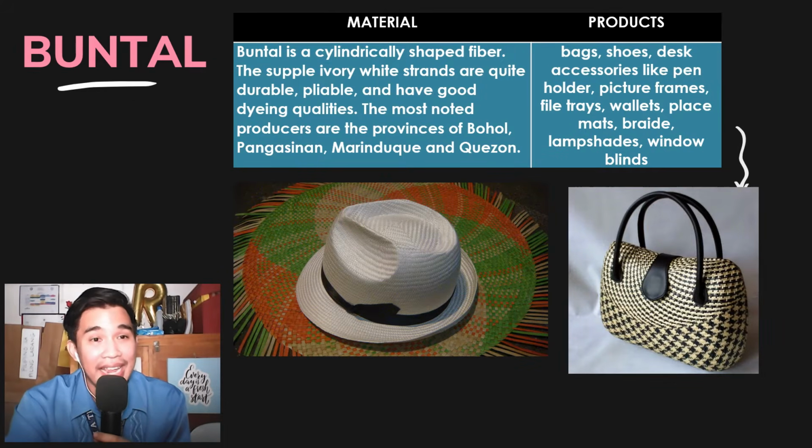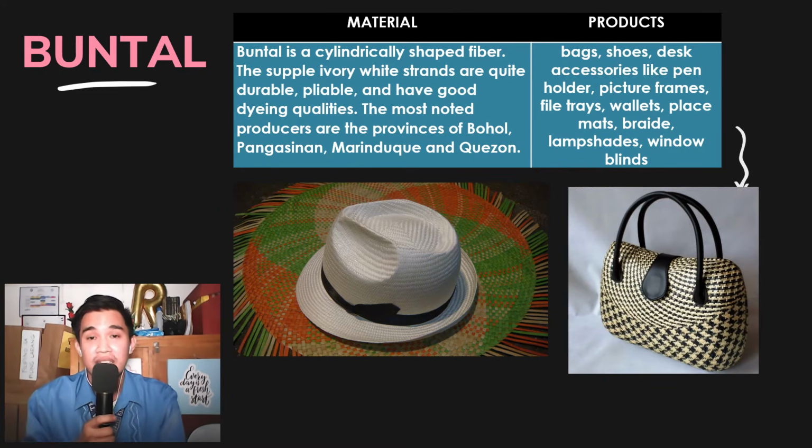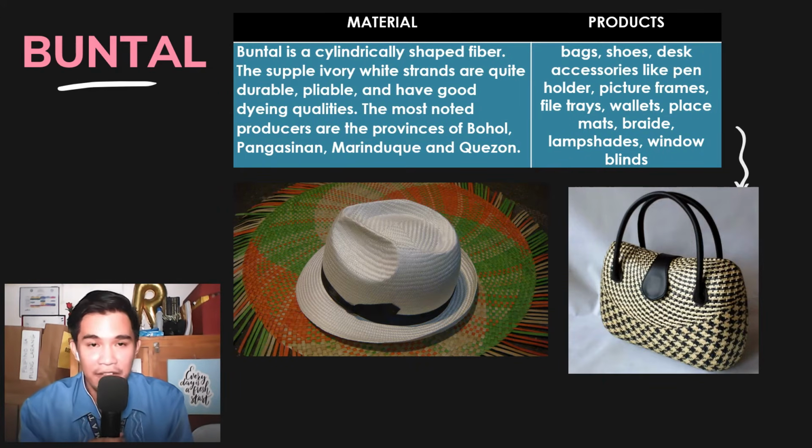Next example is buntal. So, what is buntal? So, when we say buntal, that is a cylindrical shaped fiber. And the supple ivory white strands are quite durable, pliable, and have good dyeing qualities. And most noted producers are the provinces of Bohol. We also have Pangasinan, as well as Marinduque and Quezon.